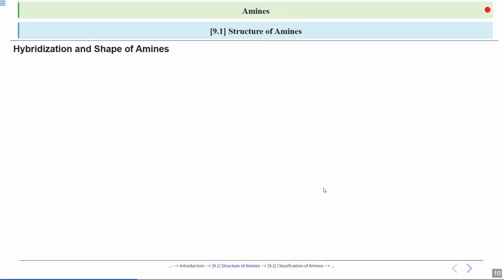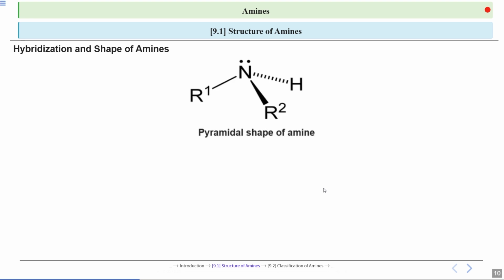Next, we will focus on the hybridization and shape of amines. Listen very carefully. Over here, you will see a pyramidal shape of amine. You will see a nitrogen, which has a lone pair, 2 R groups and 1 hydrogen. First, we will talk about hybridization. Can you see what hybridization it is possessing? It is sp3. How do we calculate the hybridization? Lone pair plus bond pair. We have 1 lone pair and 3 bond pairs. 3 plus 1 is 4. That means sp3 hybridization.